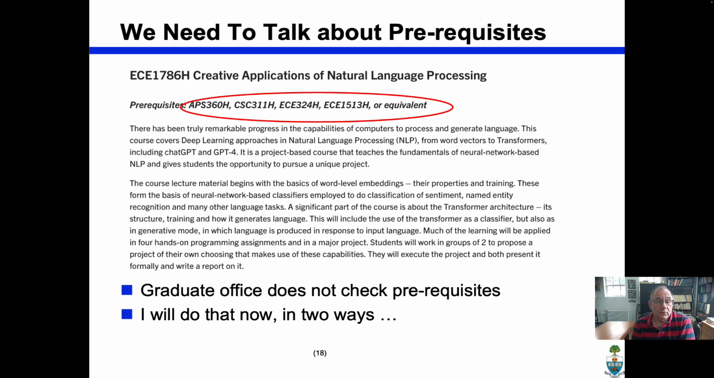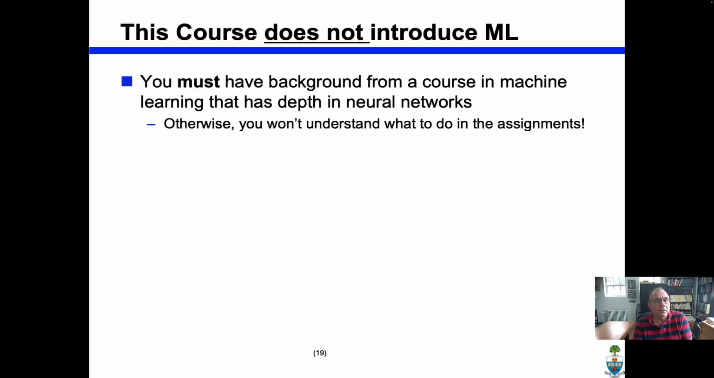So this was flagged to you in the description of the course. It says right up front that there are prerequisites that are among these courses in U of T, APS 360, 311, 324, or 1530. These are undergraduate courses. This is a graduate course, and there's more that I'll go into in a second, or equivalent. So these are courses that teach you the basics that you must know in order for this course to make sense. It would not be possible to teach this course if I didn't rely on the fact that you knew these things already. So what are those things?